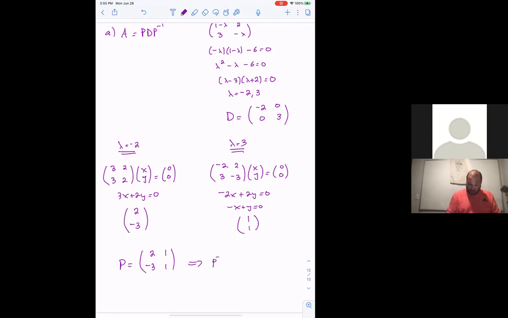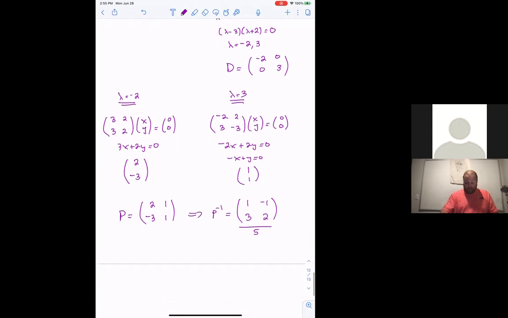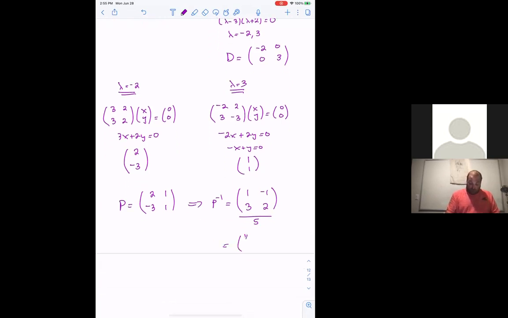So what is P inverse now? Well, let's flip the main diagonal, negate the off diagonal, and then divide by the determinant. So it's 1/5, negative 1/5, 3/5, and 2/5. That's P inverse.